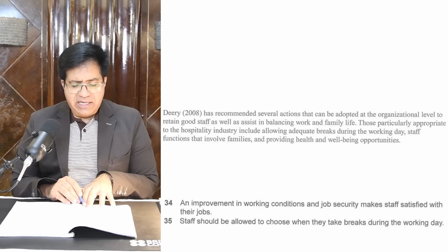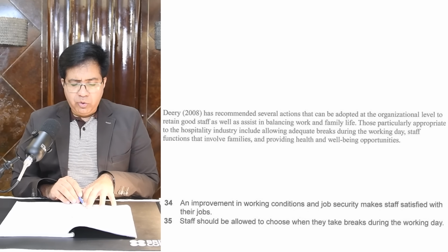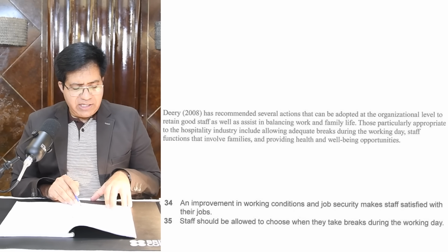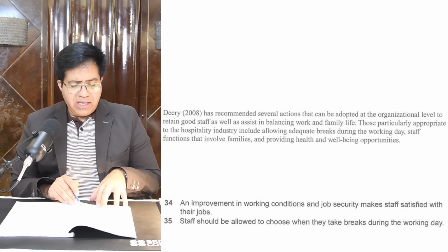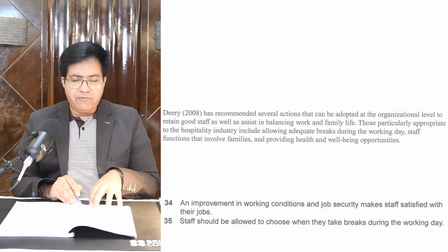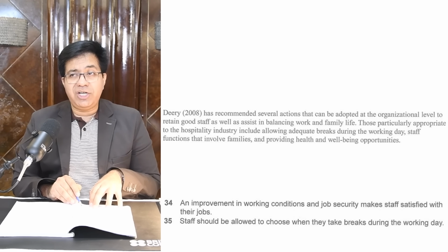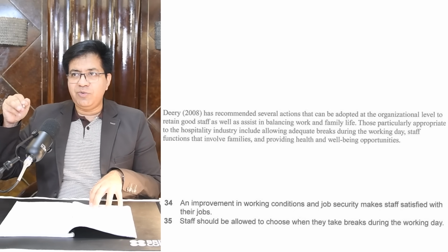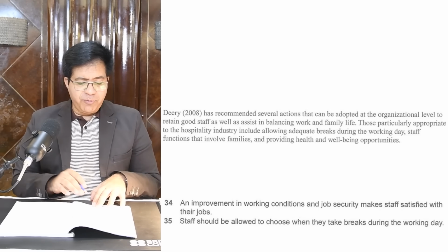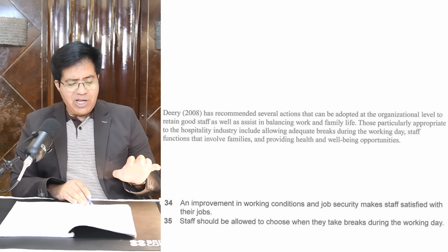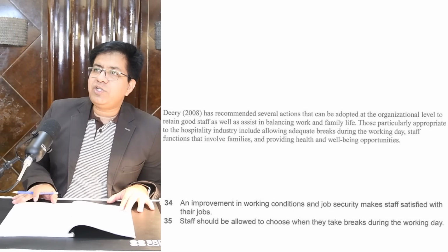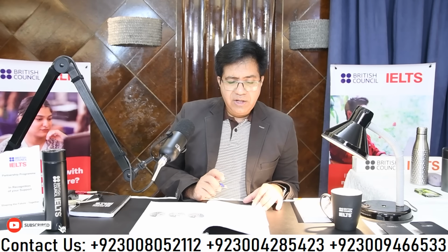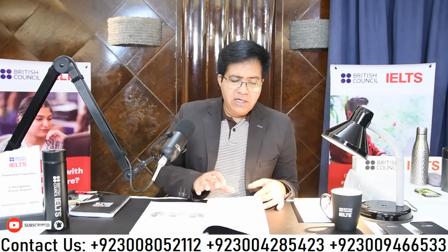Last paragraph, second line, after the full stop: those particularly appropriate to the hospitality industry include allowing adequate breaks during the working day. Now, have they mentioned staff should be allowed to choose when they take breaks? There is no information. They only said allowing adequate breaks during the working day. So what should be the answer? Not given. Exactly. Question 35, correct answer is not given.